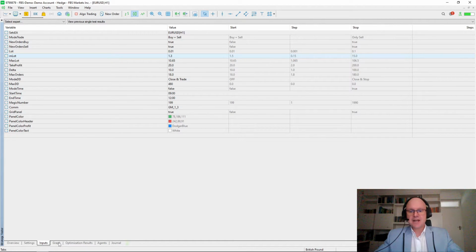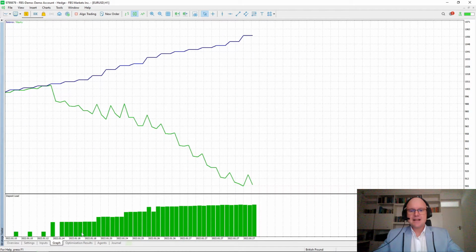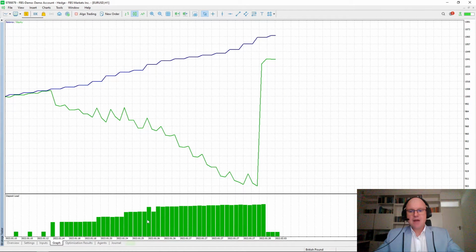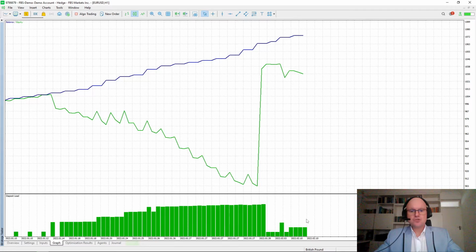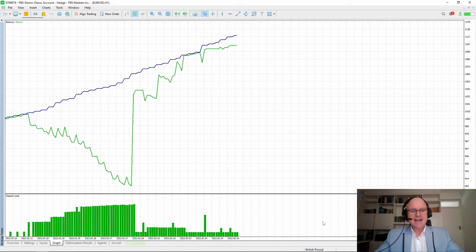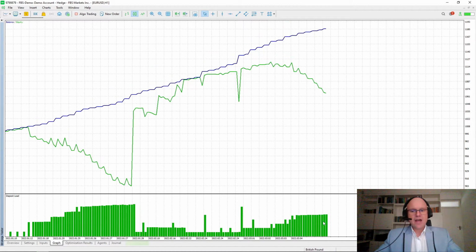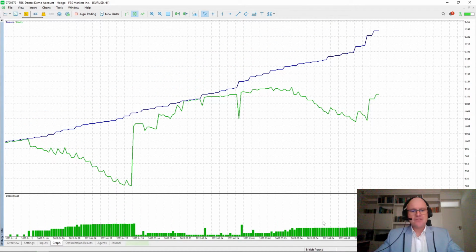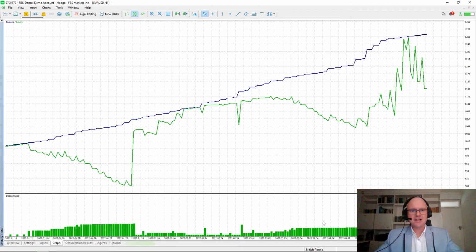So if we take another look at the graph, making those two small adjustments, let's see what we have. And we can see from the deposit loads, which shows you the size of the different lots that is used as a percentage of the total account, that now we have a lot more of them. However, they are scaled, meaning we have a little bit more movement or breathing room for the expert advisor.